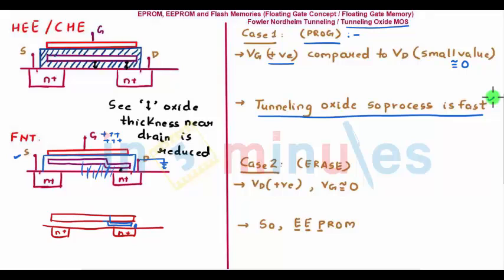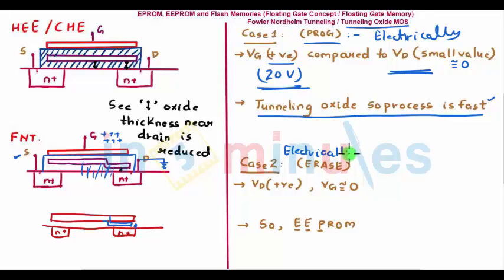Now case 2, when you want to erase. See, this is electrically programmable, right? How did we program? By putting a higher value at the gate, say around 20-25 volts, and a lower value at the drain. So electrically we could program it. Now let's see how we can electrically erase it.